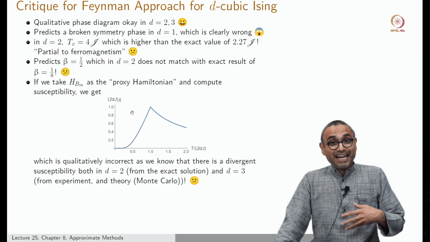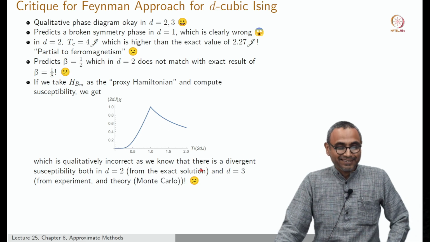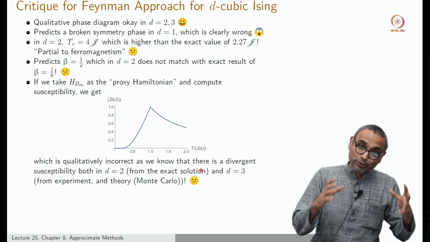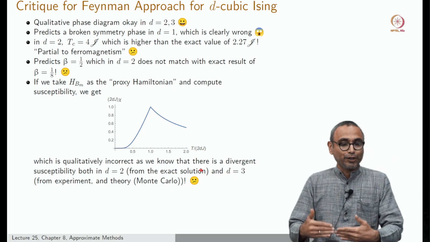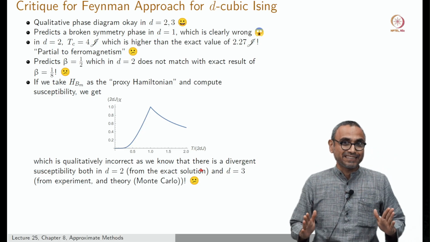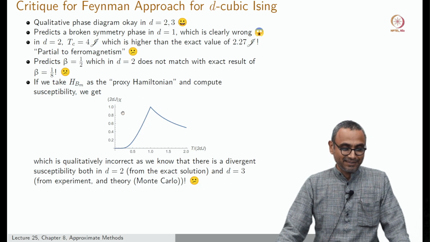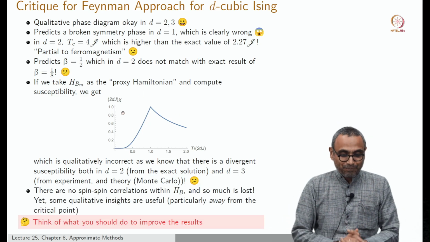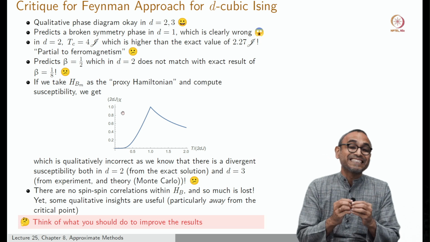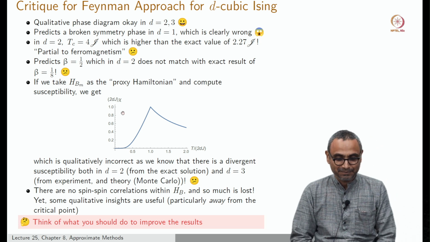Okay, and I know from D equal to 3, from experiment, from Monte Carlo, that there is a divergence of susceptibility. So it also does not help out in D equal to 3. Okay. So what is missing in these variational Hamiltonians?